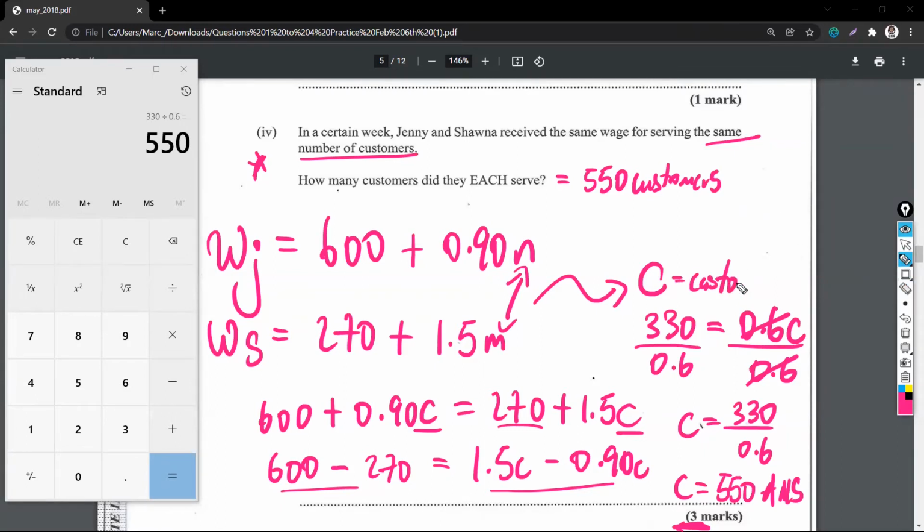Sir, if I leave off the customers, sir, then we'll take off our mark. No. But they're not going to take off a mark if the answer is right. They're not going to take off a mark if the answer is right. But they would. All right, so I'm going to give you a good example.